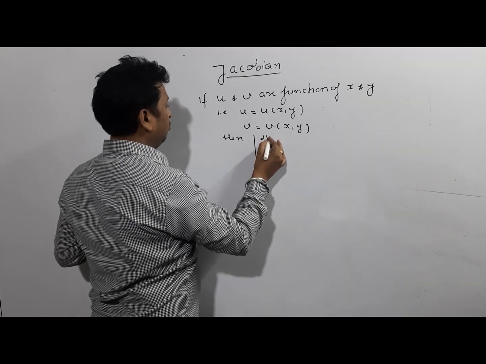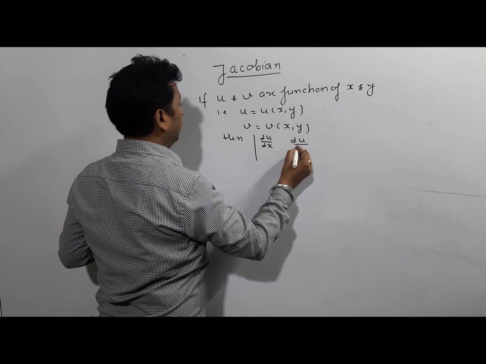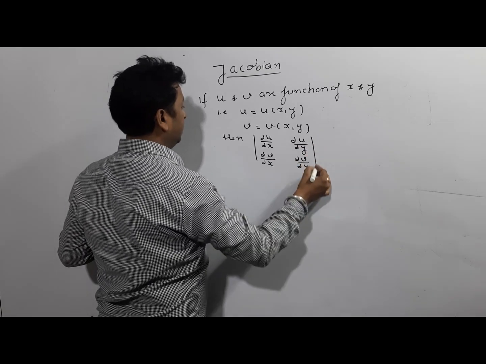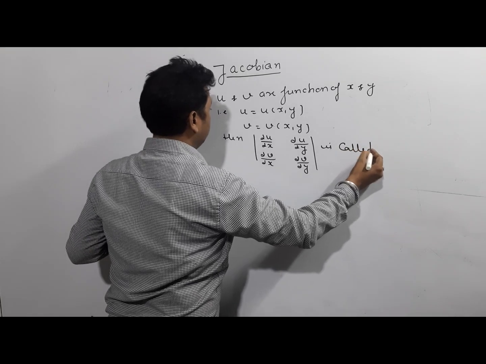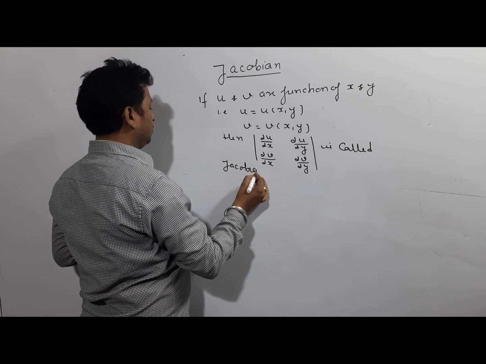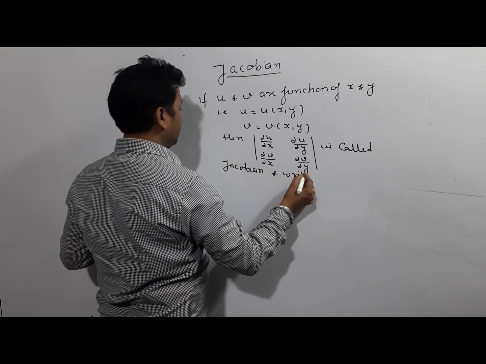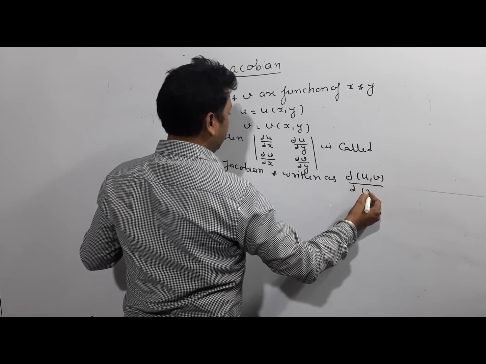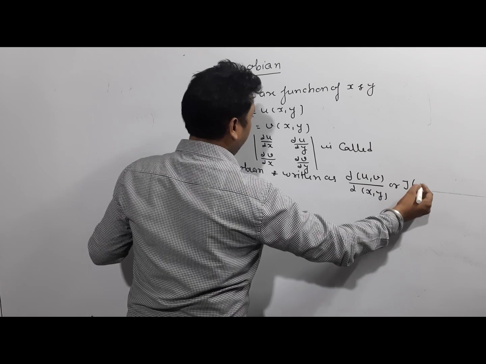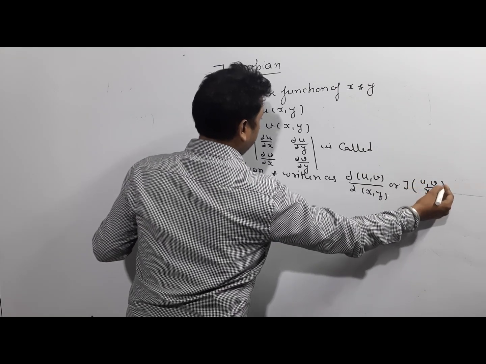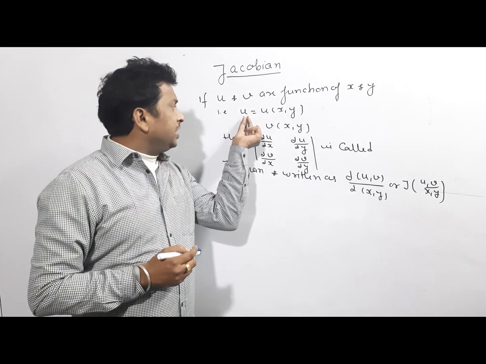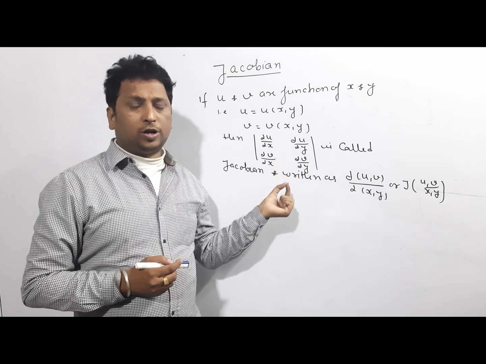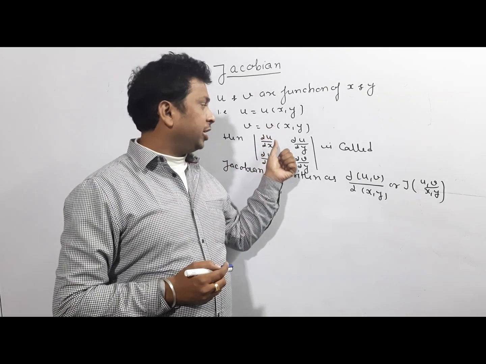the determinant del u over del x, del u over del y, del v over del x, del v over del y is called Jacobian and written as del uv upon del xy, or sometimes Jacobian of u comma v upon x comma y. So both. So if u is a function of x and y and v is a function of x and y, then this determinant is called Jacobian of u comma v with respect to x and y.